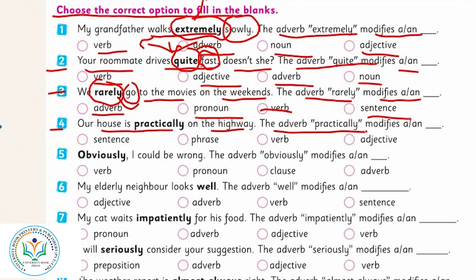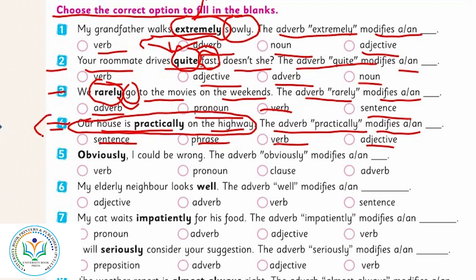The fourth one: our house is practically on the highway. The adverb practically modifies what? Sentence, phrase, verb or adjective. We have learned the concept of sentence and phrase. Our house is practically on the highway. So what is practically modifying? Yes, the whole sentence, because we have no main verb here. It is only the auxiliary or linking verb, as we call it. The is here. So practically is describing the whole sentence here. So the sentence is the right option here.